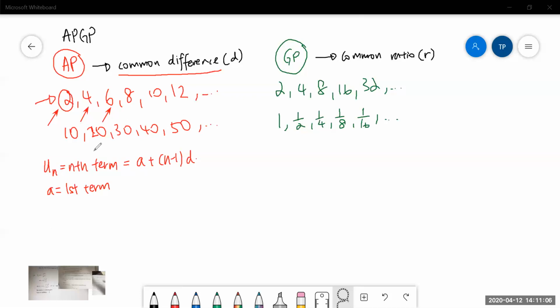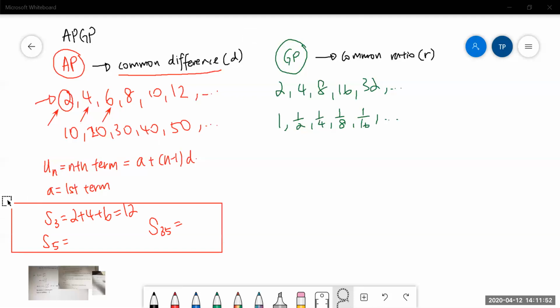Okay. So how to find the sum of the first three terms, which is S3? It's 2 plus 4 plus 6, right? That gives me 12. You can use your calculator to find it. If you want to find the sum of the first 5 terms, is it achievable? Yes, it's 30. But what if I want to find the sum of the first 35 terms? You have to use the formula.